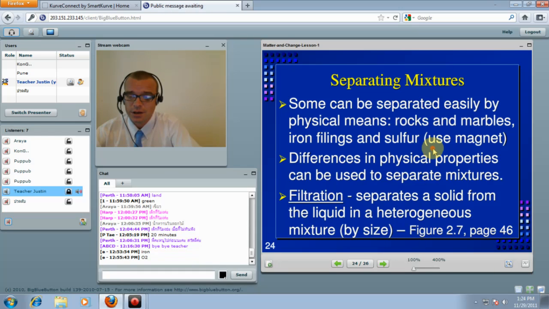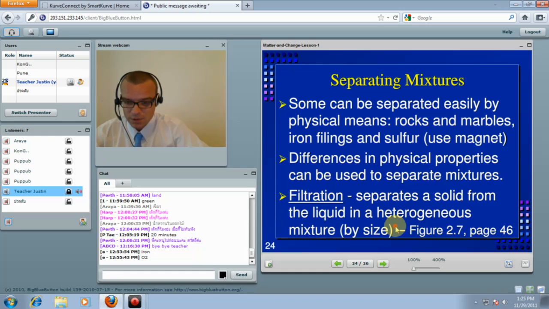Differences in physical properties can be used to separate mixtures. You'd use that in a chemistry lab as well, I'm sure. Filtration. Filtration, you use a filter. It separates a solid from the liquid in a heterogeneous mixture by size.